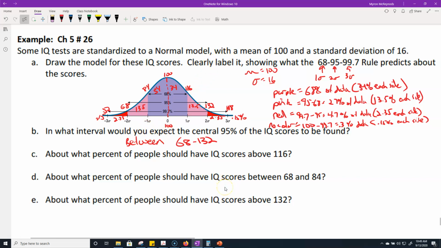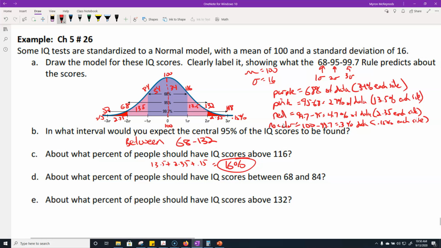And so what percentage of people have IQ scores above 116? So we go to 116 right here. What percent are above that? 13.5 plus 2.35 plus 0.15. All the different shadings above 116. 13.5, 2.35, 0.15. And so let's add those. And when I add those up, I get 16%. So 16% of the scores are above 116, which means 84% of people were below it, which is a pretty good score for IQ score.